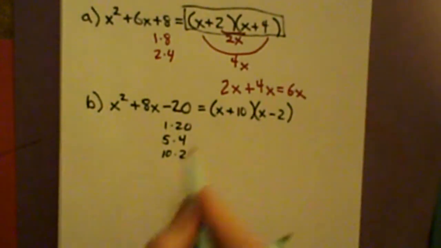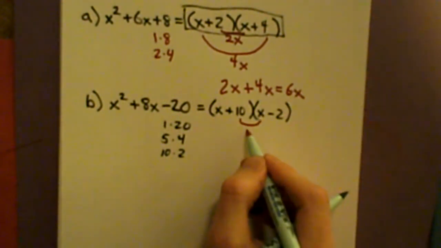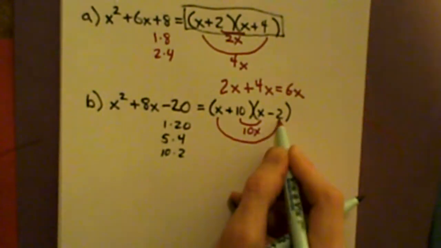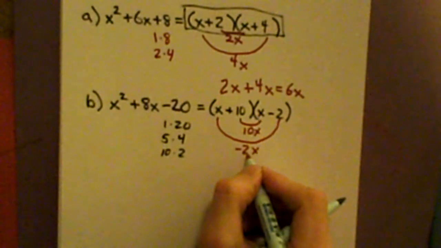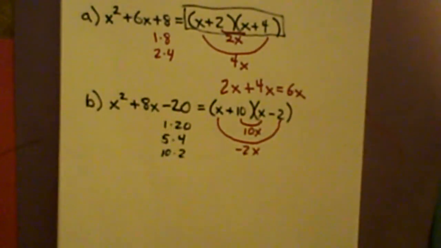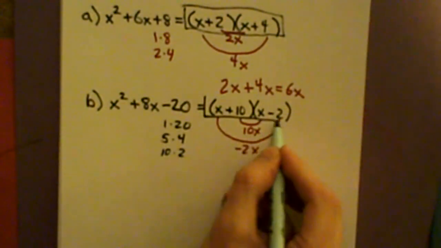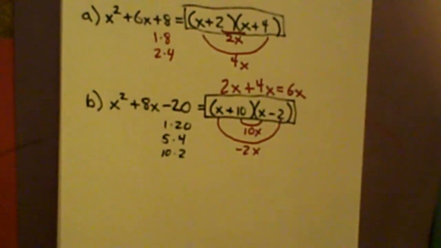Because again, when I check this, multiplying these two inside terms gives me 10x. Multiplying the two outer terms gives me negative 2x. And when I add 10x and negative 2x, I get 8x. So this is the answer I was looking for. And that concludes the end of our first video. We're going to pick back up with some more examples here on the next video.